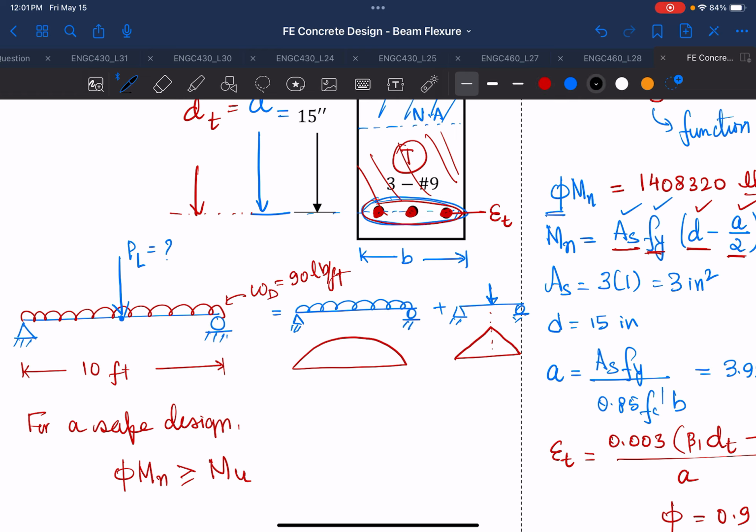Remember that for your UDL, the maximum moment is at the center, and that is wL squared divided by 8. That is your maximum moment for your uniformly distributed load. And for the point load, it is always where the point is acted. In this case, the point load is acted exactly at the midspan, so it will be PL over 4. Which means that your Mu will be equal to Wu L squared divided by 8 plus Pu L divided by 4.